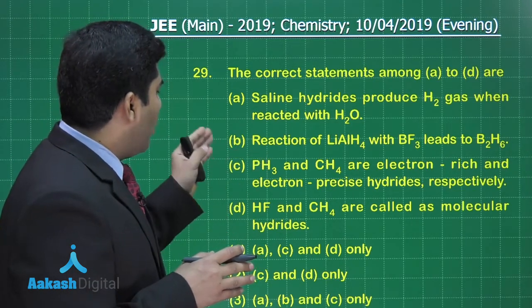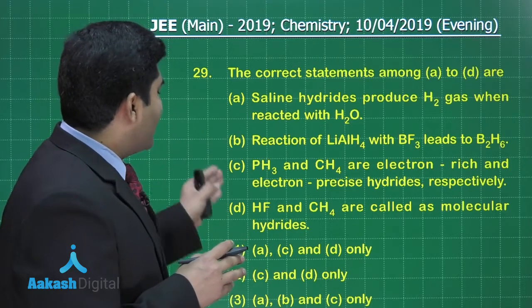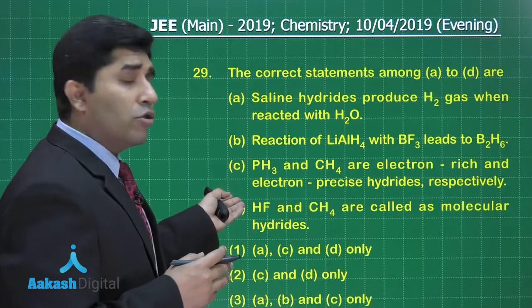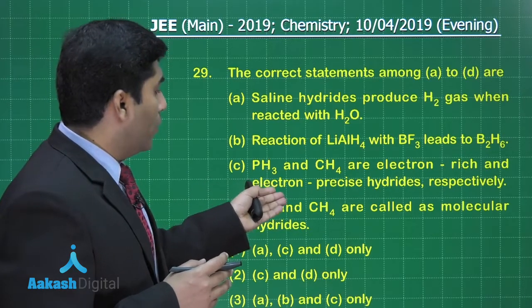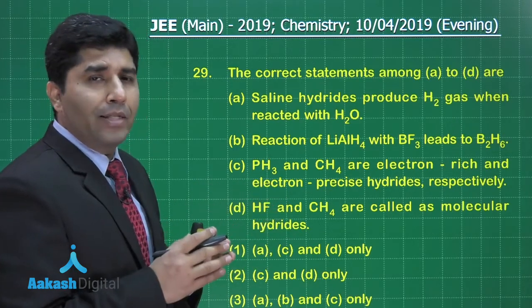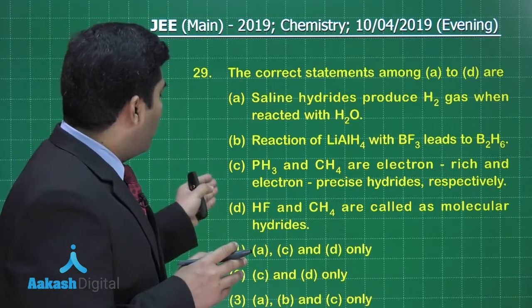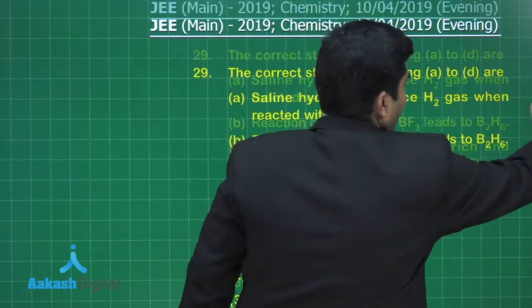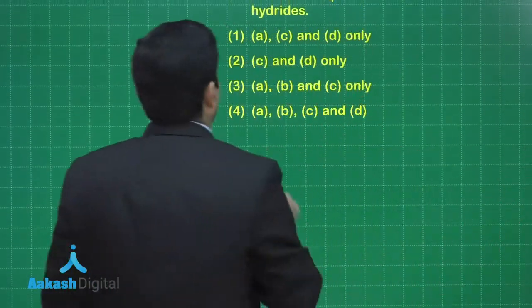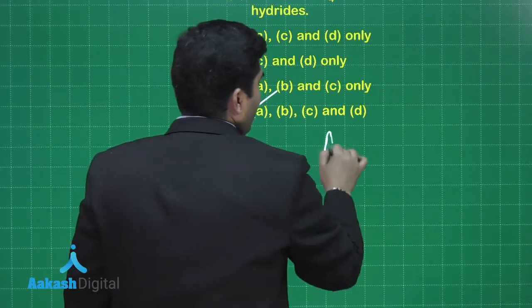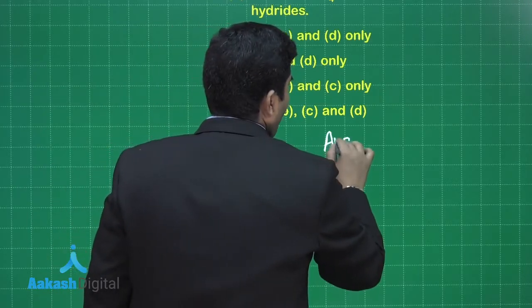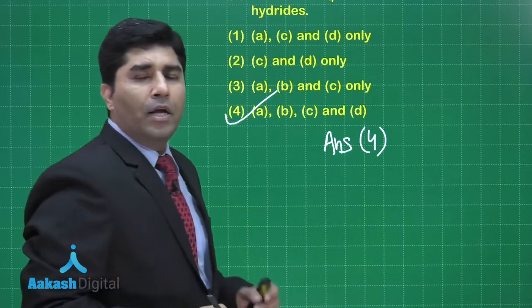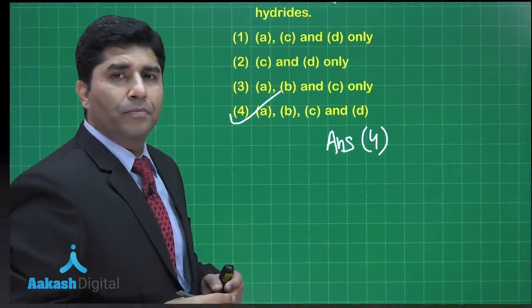So the C option is also correct. HF and CH4 are called molecular hydrides. So this is a molecule and that is also a molecule, a discrete molecule, you can say. That's why the 4th or the D option is also correct, and if we find the answer, then the 4th one is the correct answer. So the answer is option number 4, right? Let's move on to the next question.